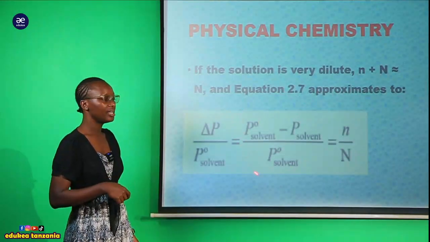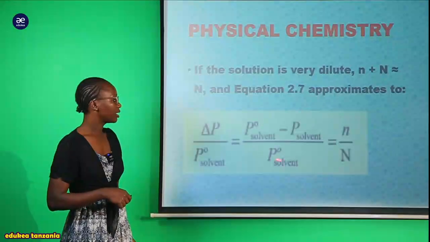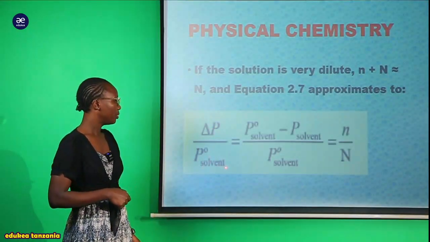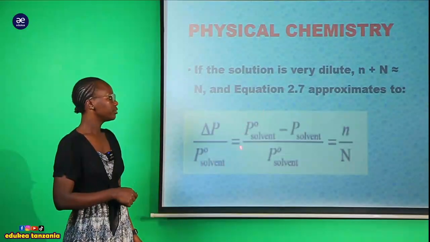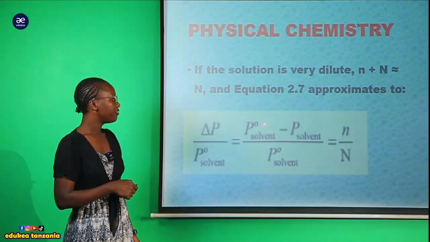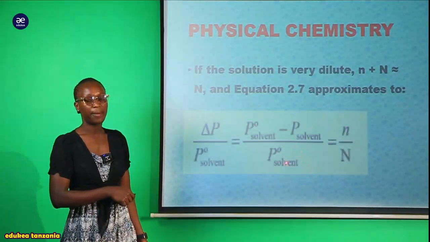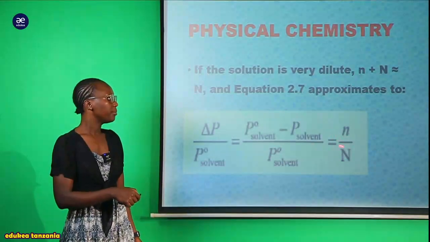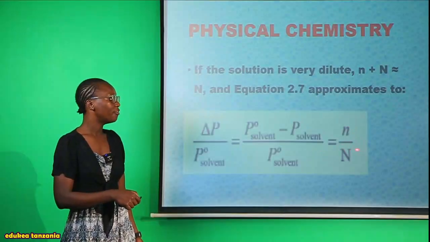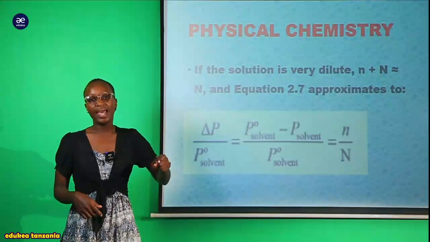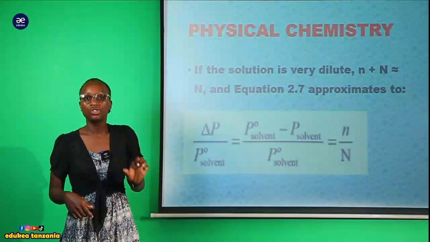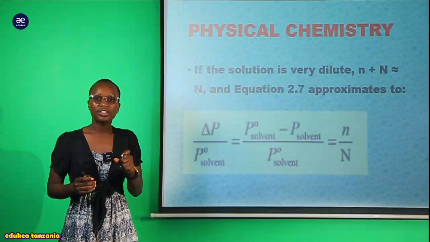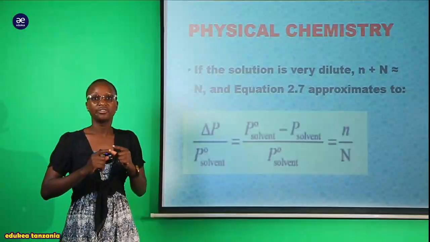Kwa hiyo equation itabadilika, itakuwa hivi. Kwa tutakuwa na change lowering in vapor pressure over pure vapor pressure of the solvent, it will be equal to the pure vapor pressure of the solvent minus the vapor pressure of the solvent over pure vapor pressure of the solvent, which will be equal to the number of mole of solute over number of mole of solvent. Kumbuka ile n plus capital letter N tumeassume ni sawa sana na capital letter N hii moja, kwa sababu once the equation or the substance or the solution is very diluted.